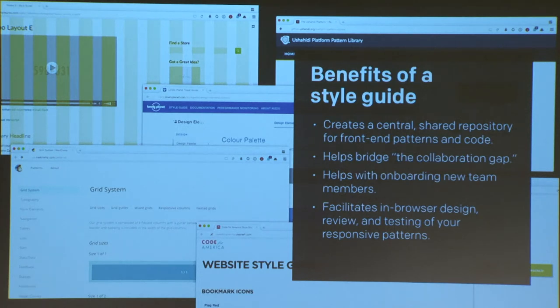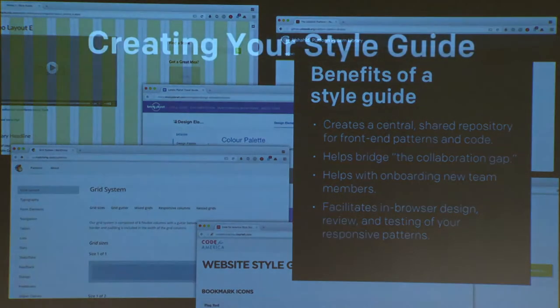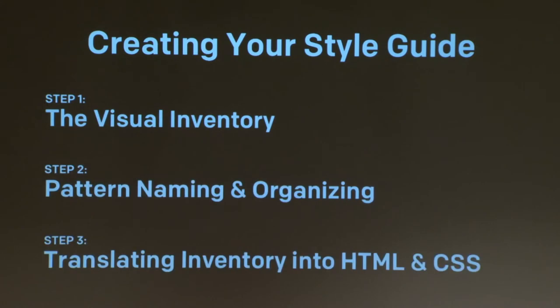Now, if you're interested in creating a style guide or pattern library, well, first of all, good luck. You have a lot of work in front of you. But it's really just a three-step process, which is not to say it's a short or easy process, but there's really three steps. You begin by inventorying all the different patterns on your layout and on your design. And then you name and organize those patterns in a clear and sensible fashion. And then you actually translate that inventory into HTML and CSS. You produce a style guide.